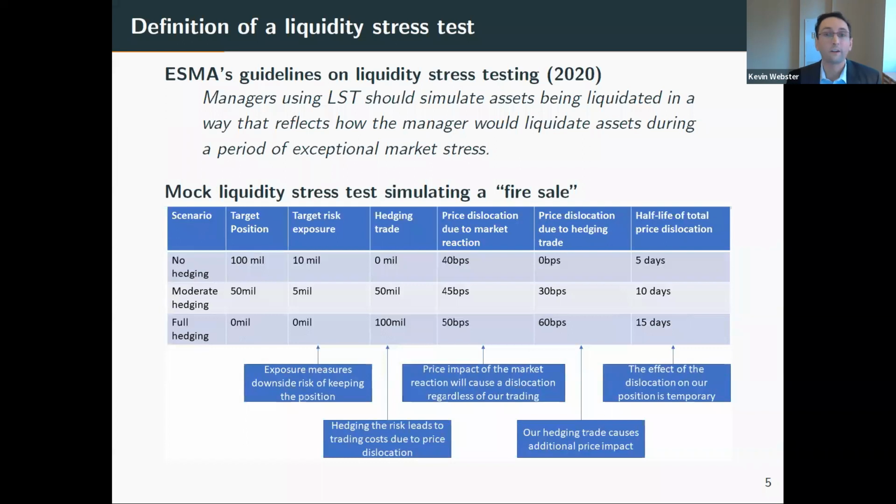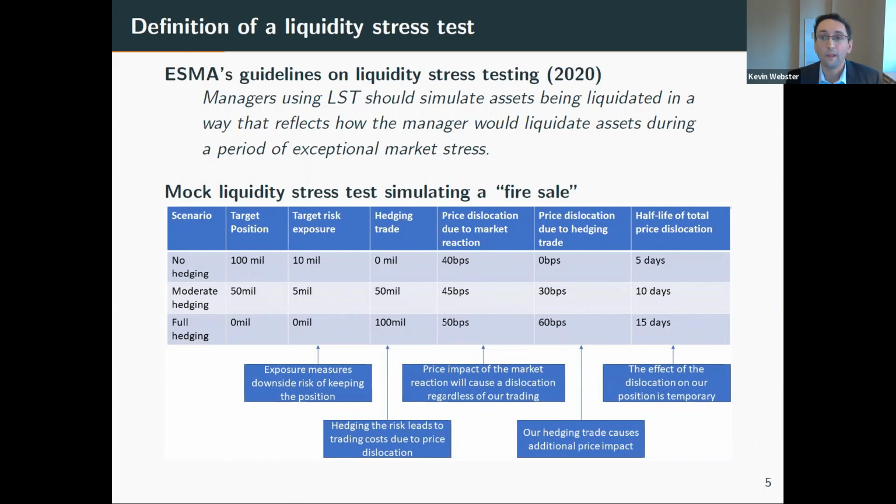So I modified a little bit the TCA report to mock up a liquidity stress test report that would satisfy the ESMA guidelines. In that report, again, I'm not going to go through all the columns and all the rows, I can do that in the questions, just as a very brief summary. You have three scenarios: no hedging, moderate hedging, full hedging. You obviously care about how much the hedging reduces the risk exposure. But, and this is the part that relates to the liquidity part of the liquidity stress test, you also want to be able to simulate these periods of exceptional market stress, or these reactions from the market, or these price dislocations in the terminology of the guidelines.